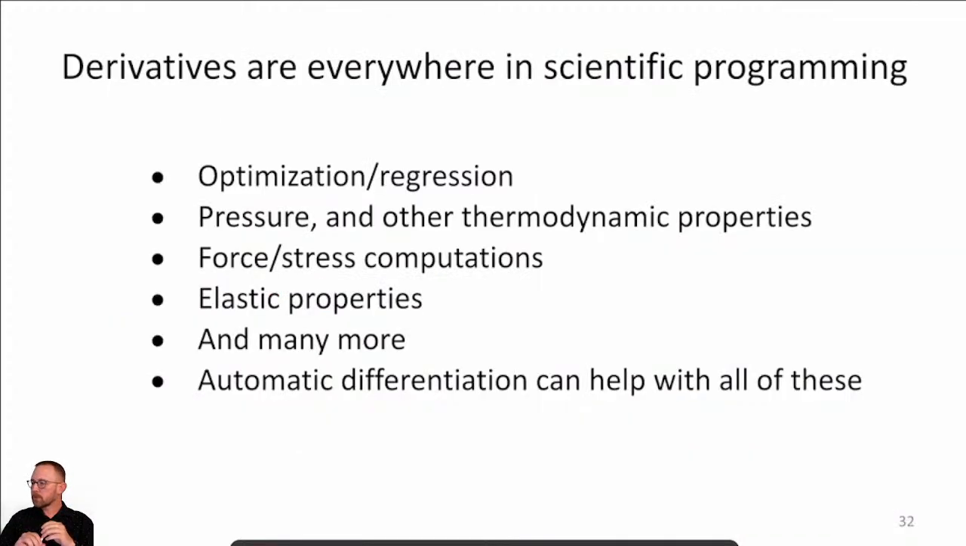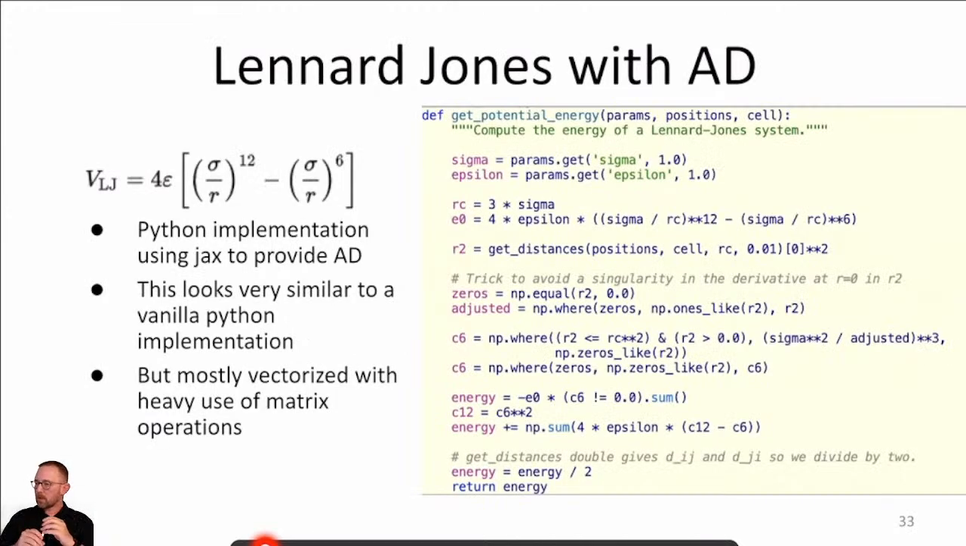So why is that important? It's because derivatives are everywhere in scientific programming. They are in optimization, regression. We use them in thermodynamics for pressure and other thermodynamic properties, forces and stress, I'll show you that, elastic properties, and many, many more. We can have automatic differentiation that helps us with all of these. So let me wrap up with an example.